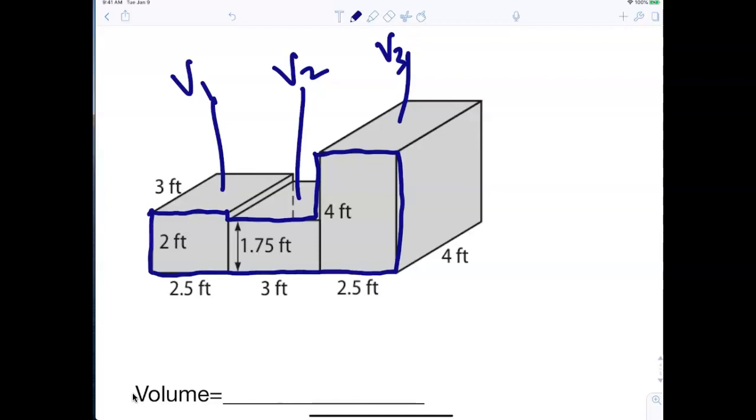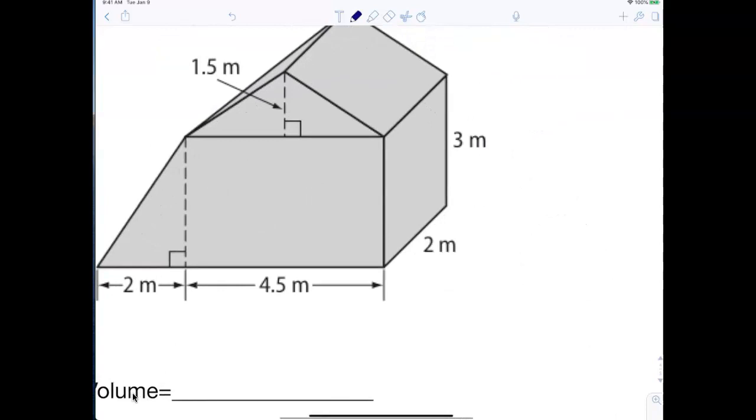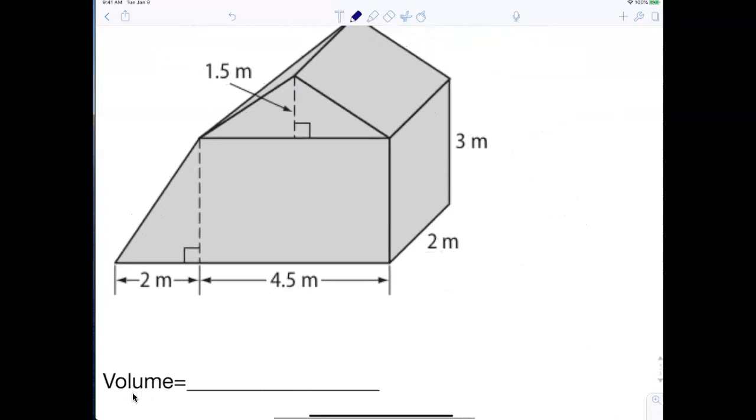Now what I want to do is look at this one down here, because again, most people see that as 3 shapes. Personally, I see it as just 2 shapes. What shapes do I see? Can anybody tell me? You see a pentagonal prism. Yes, that's exactly what it is.